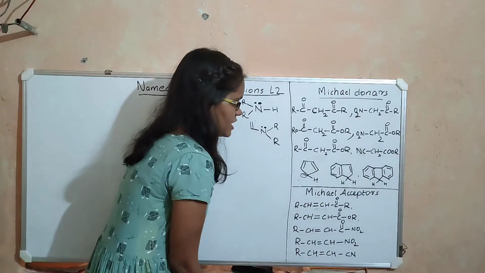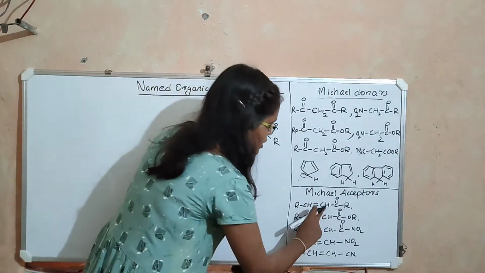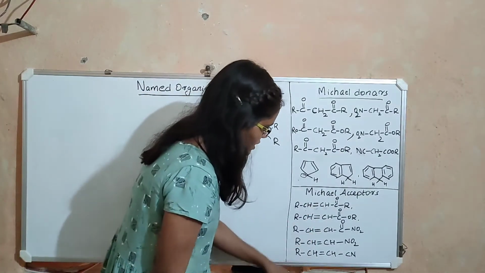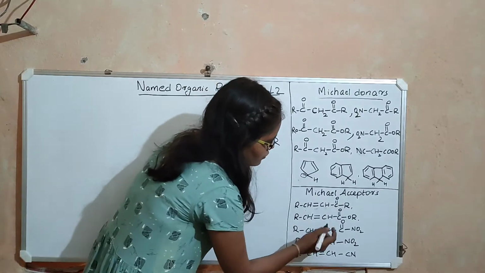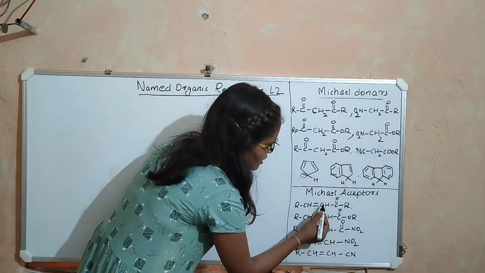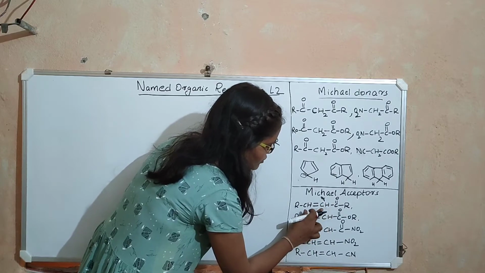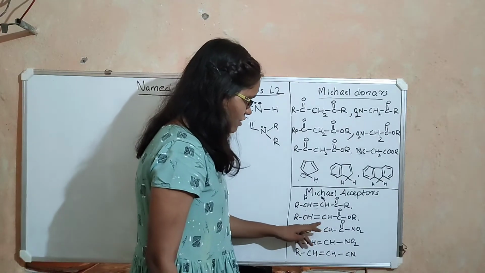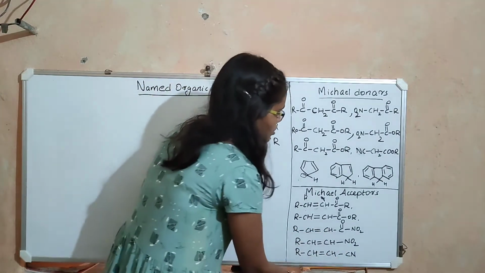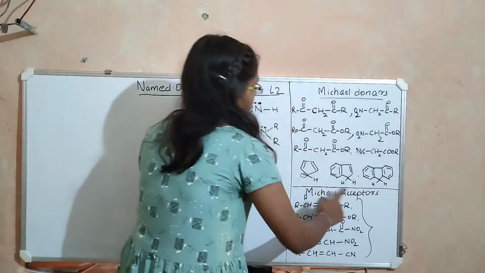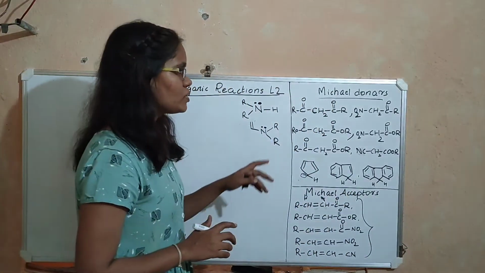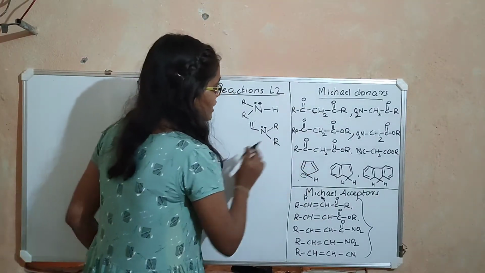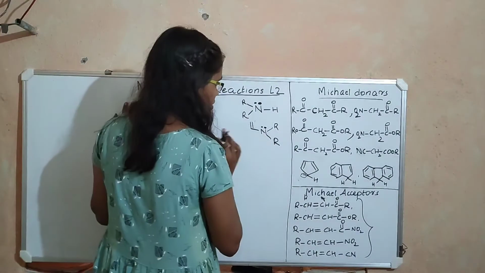Now look at Michael acceptors. Michael acceptors are simple. You should have the unsaturation between alpha and beta carbon. Now you look at all these compounds, there is an electron withdrawing group. So when there is an electron withdrawing group, the carbon adjacent to it becomes the alpha carbon and the carbon adjacent to the alpha carbon is the beta carbon. And you have the unsaturation between alpha and beta carbon in all these compounds. Therefore, these compounds can act as Michael acceptors. There can be other compounds also which can act as Michael donors and acceptors, but I have listed only a few of them. Okay.